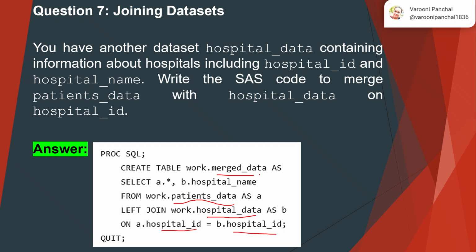So this is the primary key from both the data sets, which is patients_data and hospital_data, which is identified as A and B in PROC SQL respectively. So this hospital_ID becomes the primary key where it is merging and doing the left join. So this is the answer.